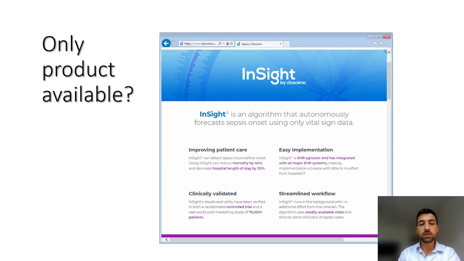No affiliation with this particular company, but to my knowledge, this is the only product available if you wanted today to buy a machine learning based sepsis prediction tool. So on one side, we have tens of thousands of publications on PubMed, and on the other side, very, very few randomized trials and very, very few validated tools that are FDA certified.